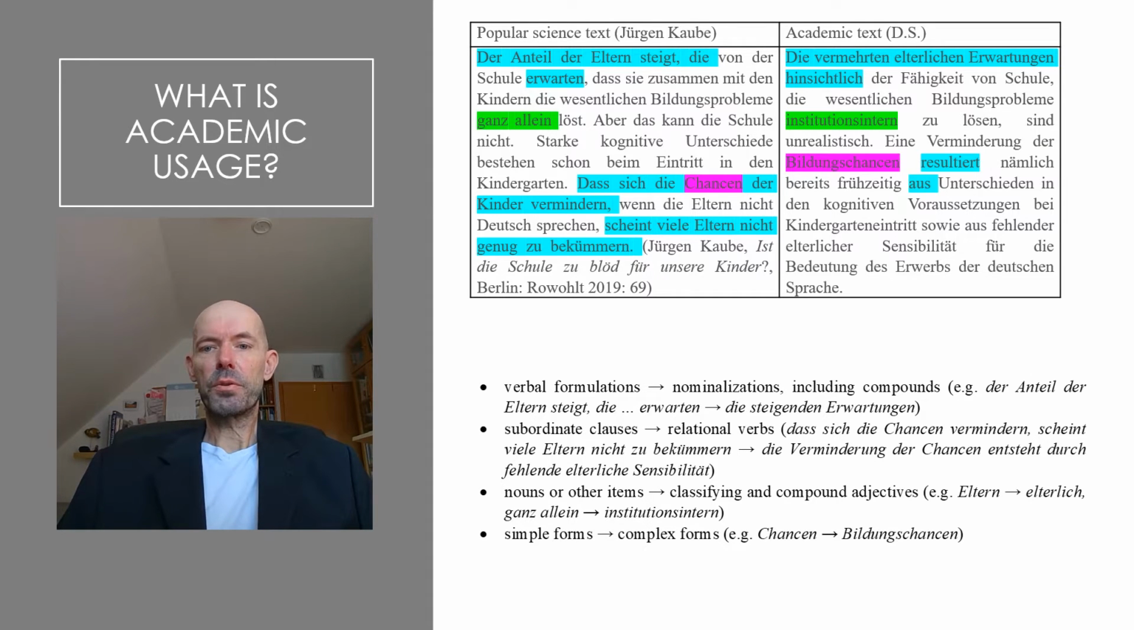Another point is that nouns or other items are turned into classifying and compound adjectives. So "Eltern" becomes "elterlich", "ganz allein" becomes "institutionsintern", another learned word, a Latinate word. And a final point is that simple forms become complex forms very often, so that "Chancen" is made more precise by saying "Bildungschancen".